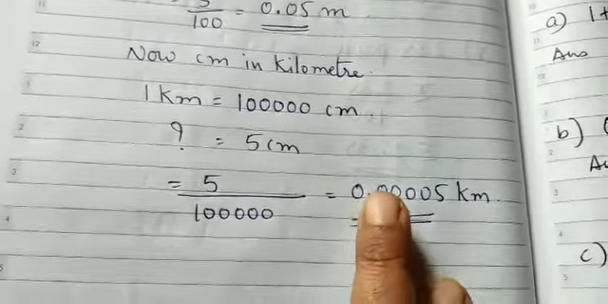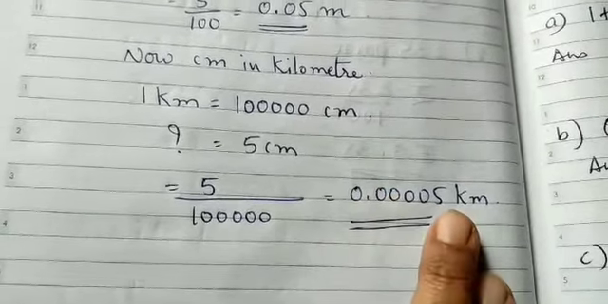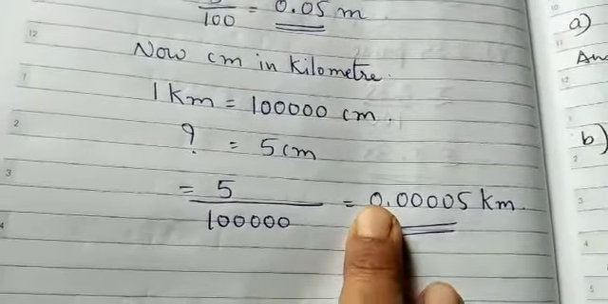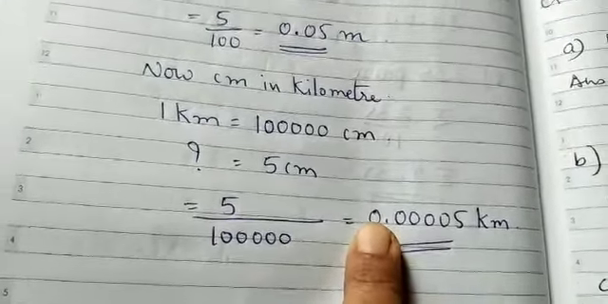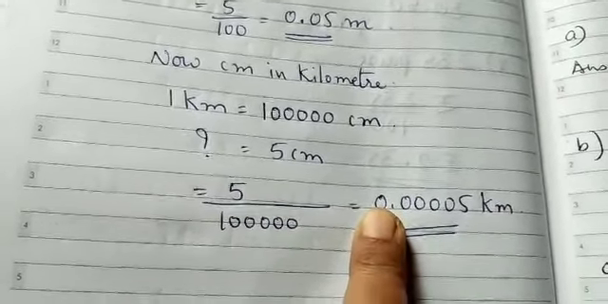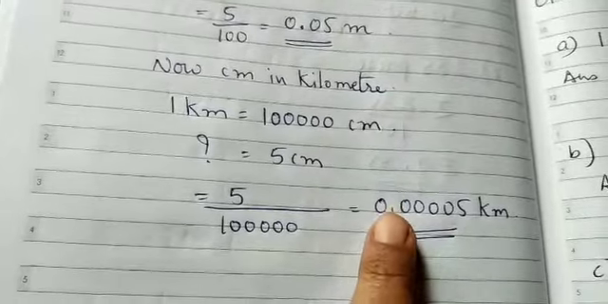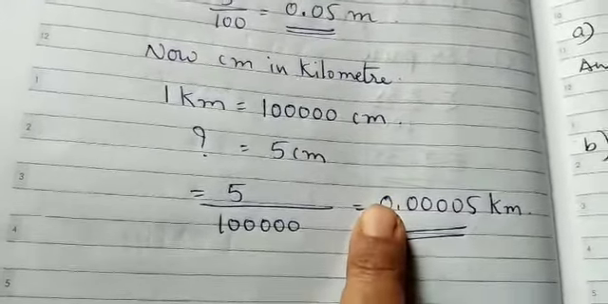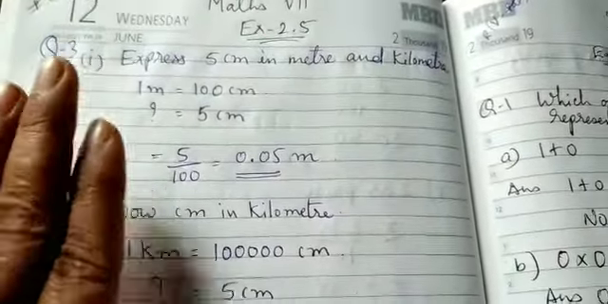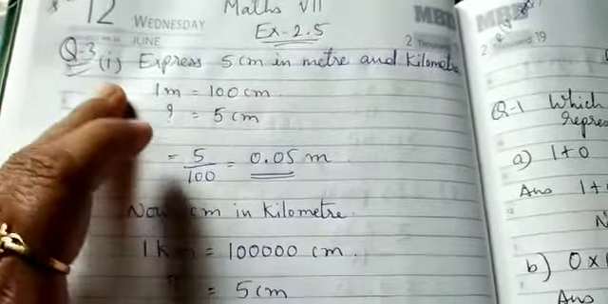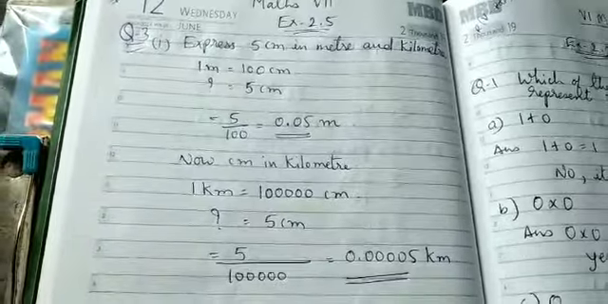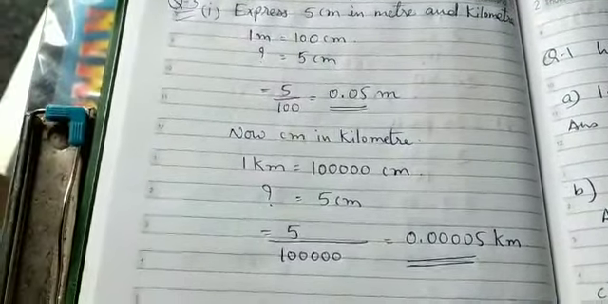So 0.00005 kilometer. You need not count this 0 which is placed in the place of integer, before the decimal point. The 0 which we have put is by default; it has to be written like that. Okay. So we have expressed centimeter into meter and kilometer. Sum number 1 of question number 3, we did it.